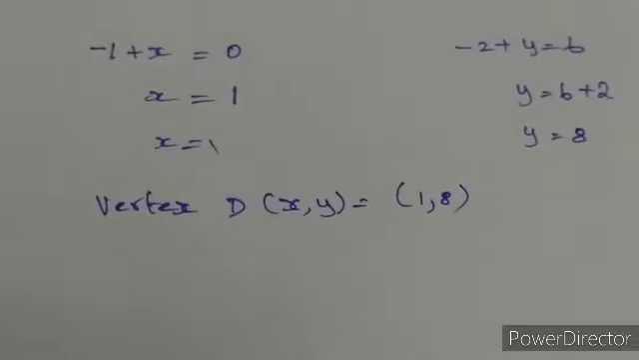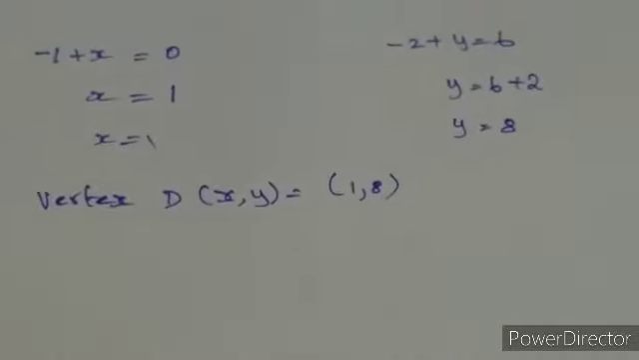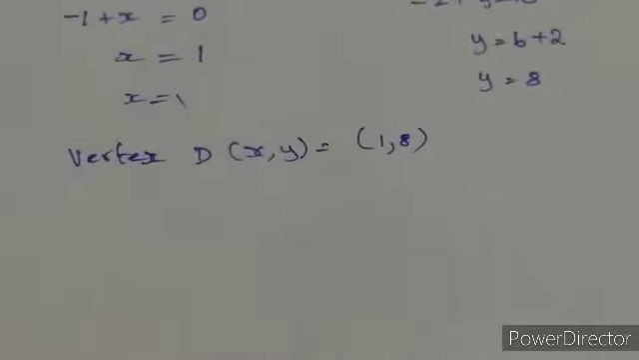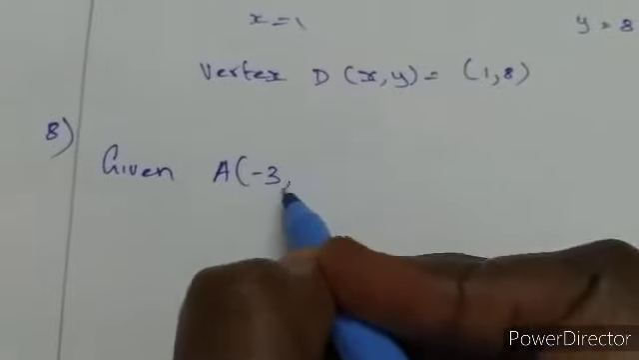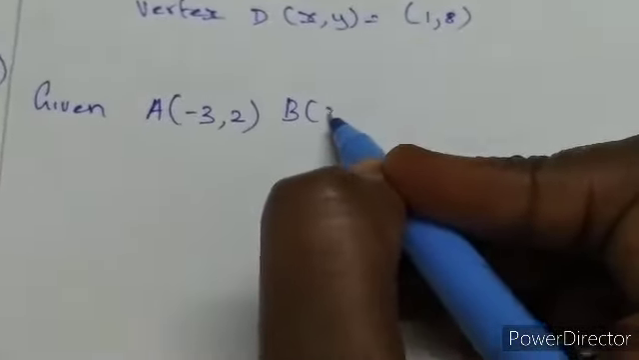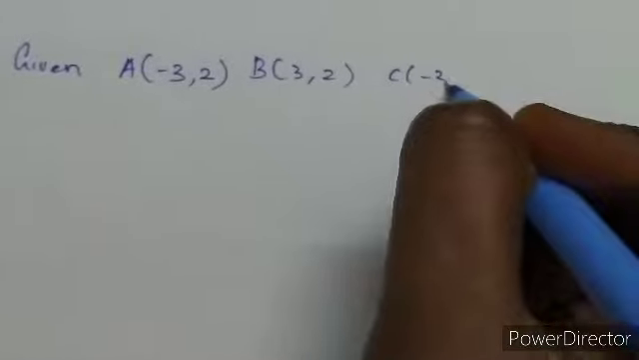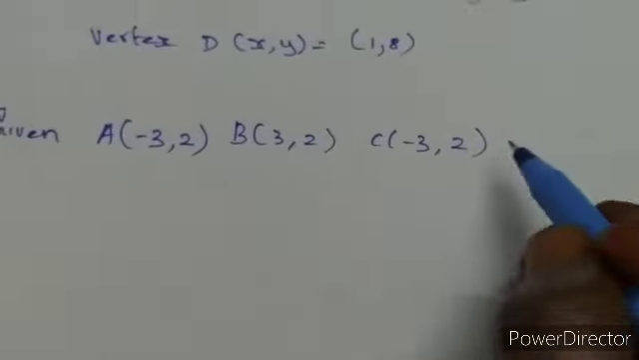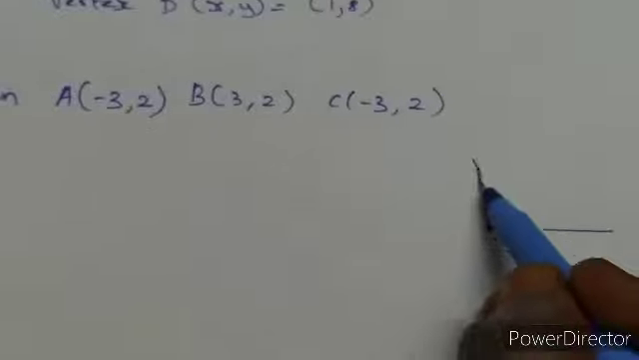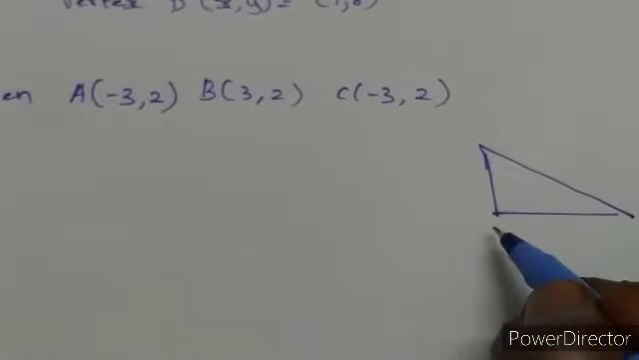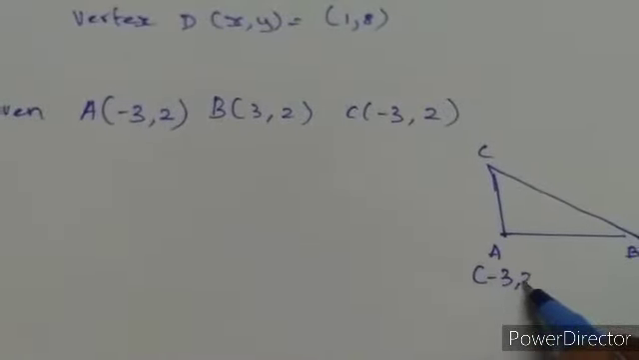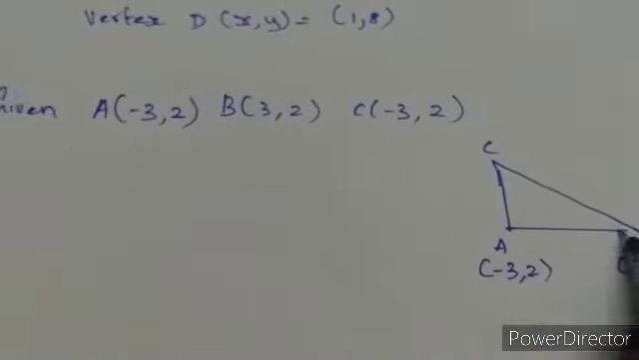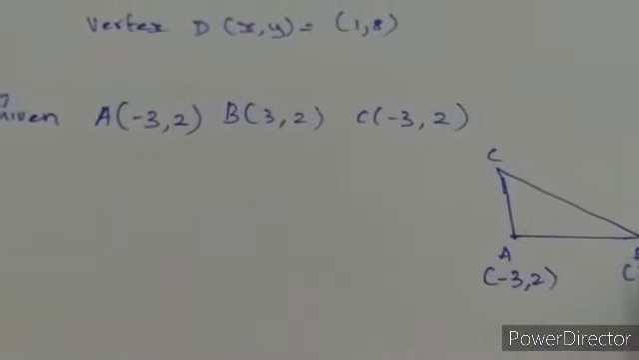Yes, let's try one more sum in the given exercise. It is question number 8. Write the given points: A as minus 3 comma 2, B 3 comma 2, C minus 3 comma minus 2 are the vertices of the right angle triangle. Yes, A, B and C. Write the points minus 3 comma 2, 3 comma 2 and minus 3 comma minus 2.